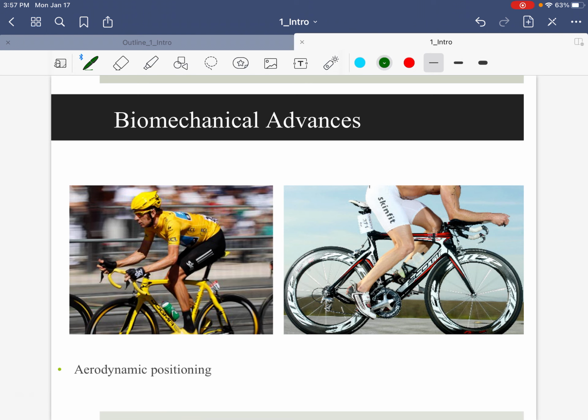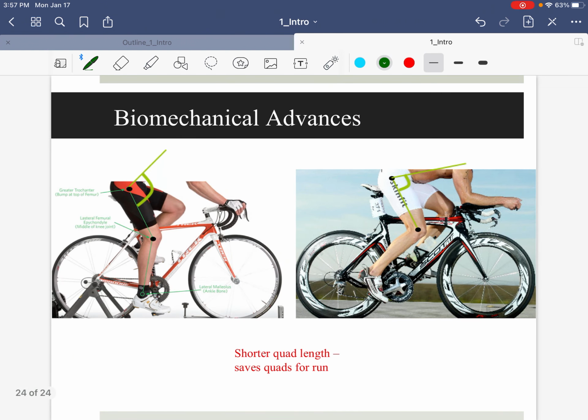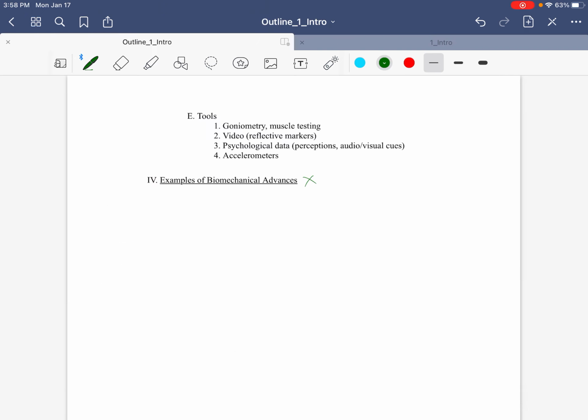You talk about triathlete positioning or time trial positioning versus a road bike position. Again, this is just an example. Why is it that triathletes want to be more bent over? Well, it's more aerodynamic. And because there's no drafting, that matters. By having their trunk bent to a greater degree, it shortens their quads, and it allows this cyclist to utilize more of their glutes, and it saves the quads for the run. All sorts of fun stuff.